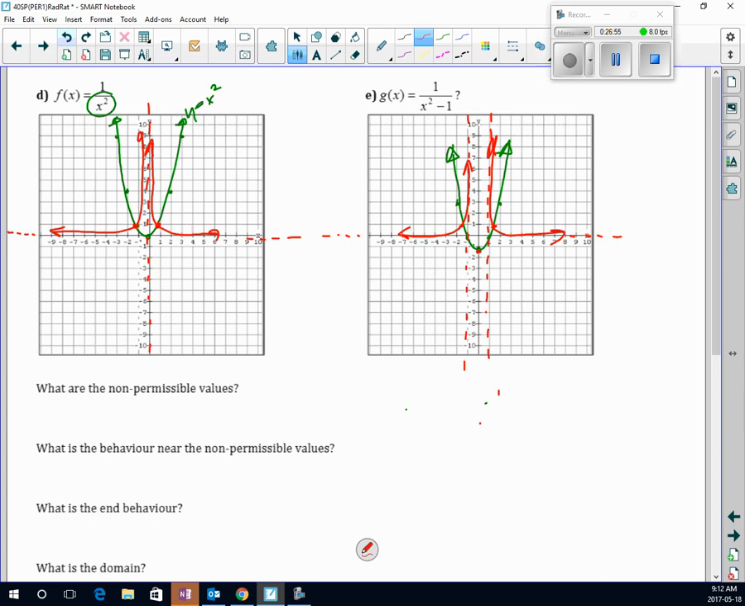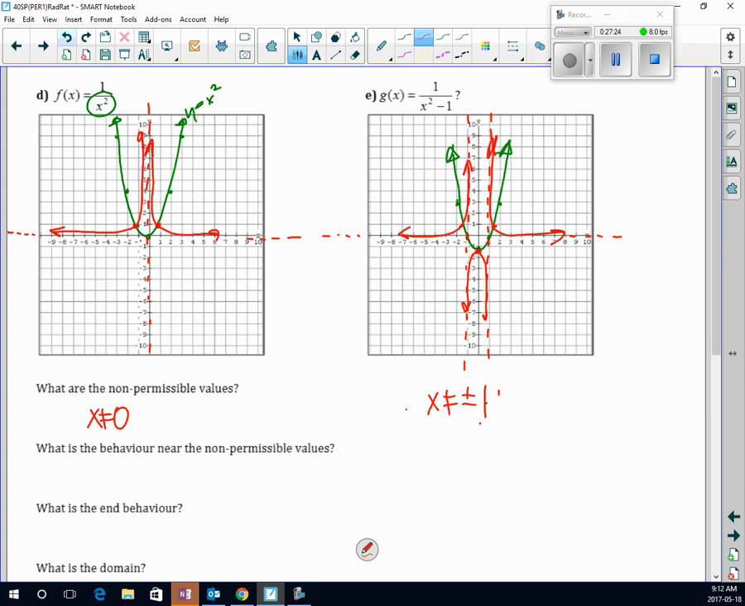All we have is, it's at negative 1 and it's really small. So what happens when we flip small negatives? It's going to go big negative. Remember a graph that looked like that? Yeah. What are the non-permissible values? X cannot equal 0. Over here, it's x cannot equal plus or minus 1. What's the behavior near the non-permissibles?